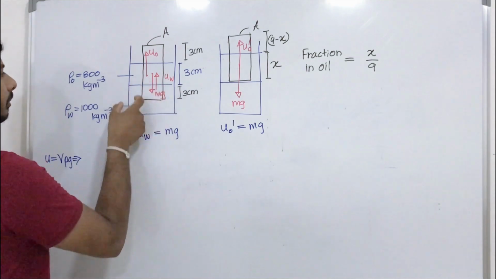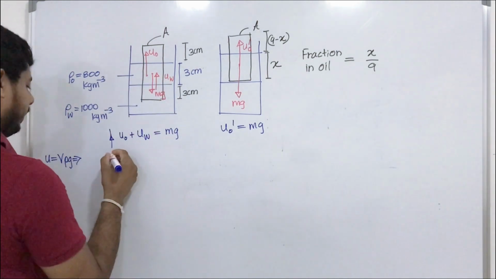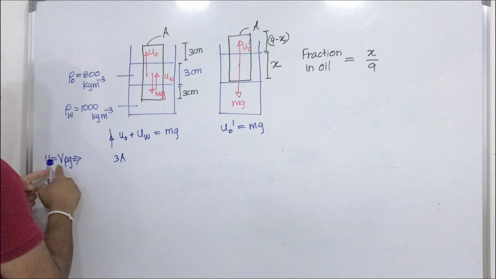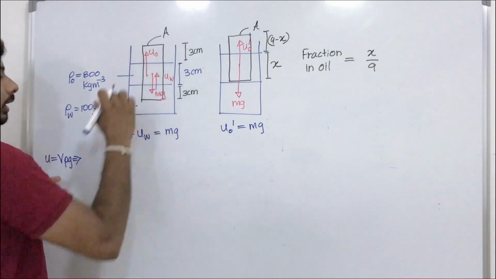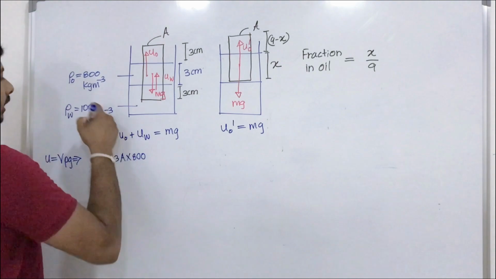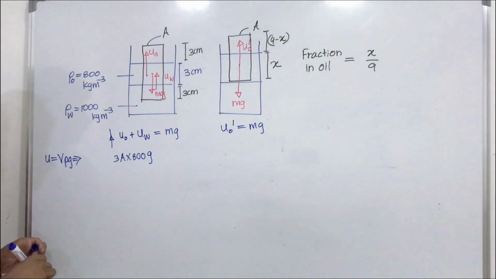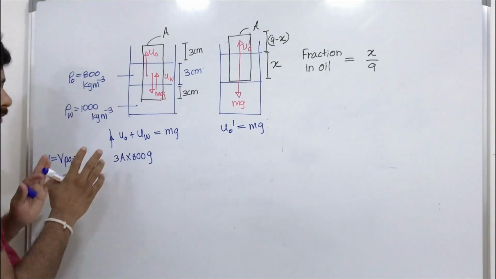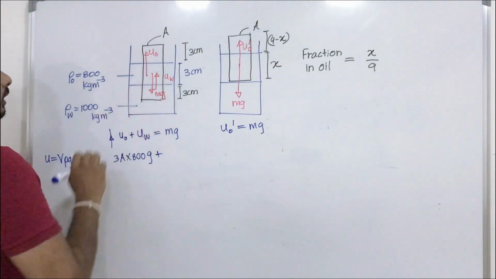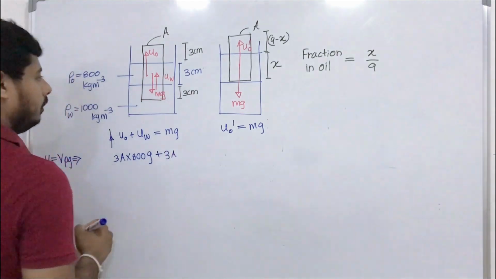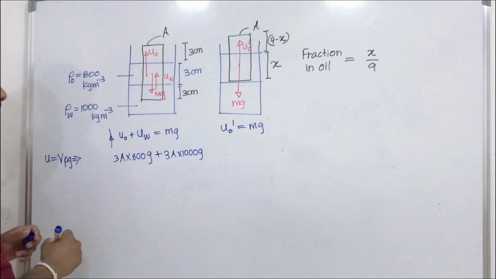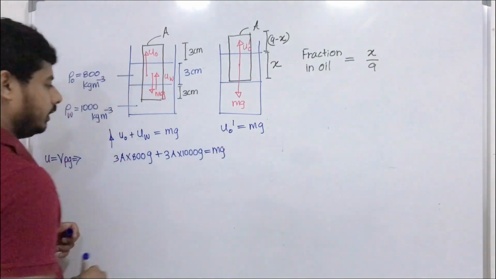So U naught means the amount immersed in oil. That we can easily write as 3 into A, multiplied by the density. Now volume is cross sectional area into height. Now the density of the liquid is 800, and for the gravitational acceleration I will put g. You can put 10, but we will just put g. We will see U_o plus U_w. Now the amount immersed in water is 3 times A multiplied by the density, that is 1000, and the gravitational acceleration is g, and this should be equal to the weight of the object.